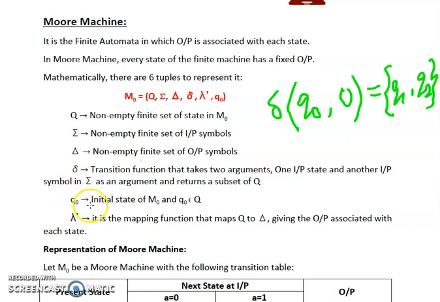Now, the next tuple is our Q0. Q0 is the initial state of the Mealy machine M0 and Q0 belongs to capital Q. That means it belongs to the set of states, capital Q.